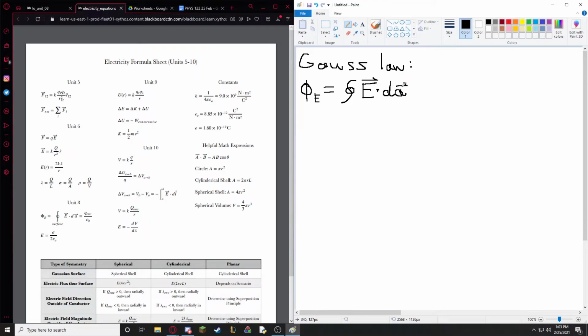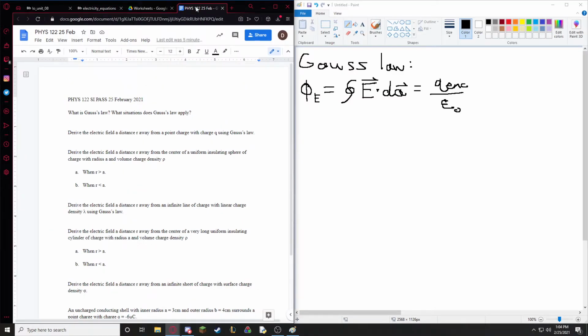And then Gauss's law says that this electric flux, this integral of E dot dA, is equal to what? Q enclosed over epsilon naught. Exactly. So the enclosed charge inside some sort of surface over epsilon naught. Now, what sort of situations does Gauss's law apply to? It has to be a special type of situation.